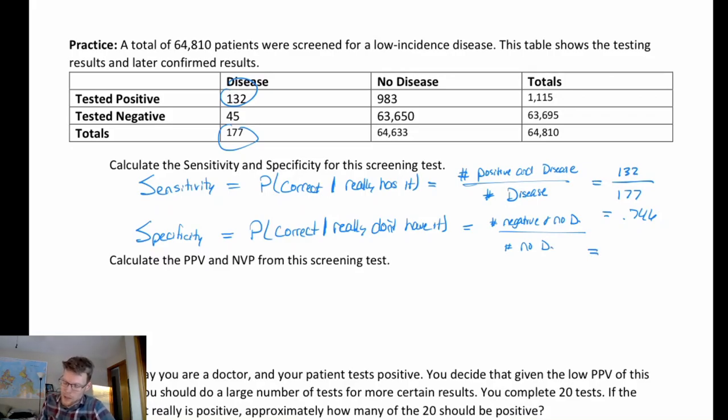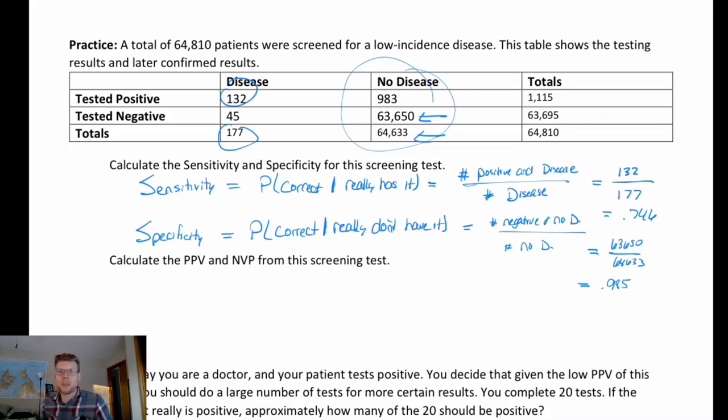And this is going to be, let's see, it looks like it's going to be this column right here. So it's going to be 63,650 over the 64,633. So the number of people negative with no disease is right here, over the total no disease right here. And the number I'm going to get here should be pretty good. 0.985, 98.5%. So I have some pretty good specificity here.